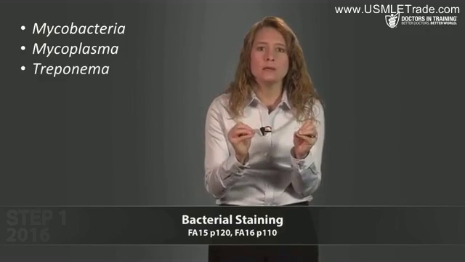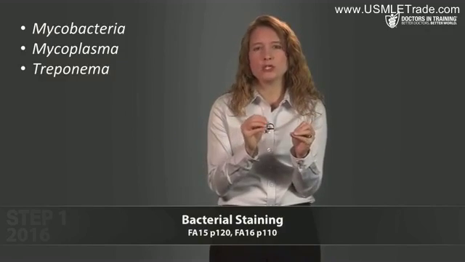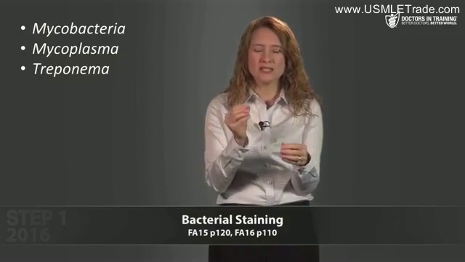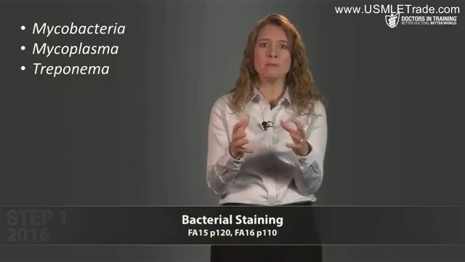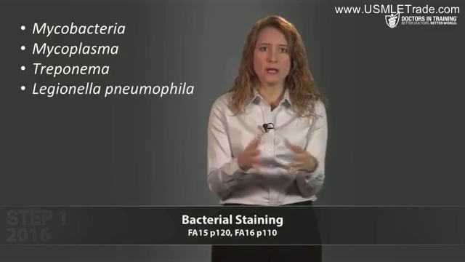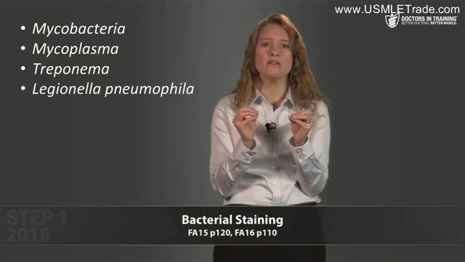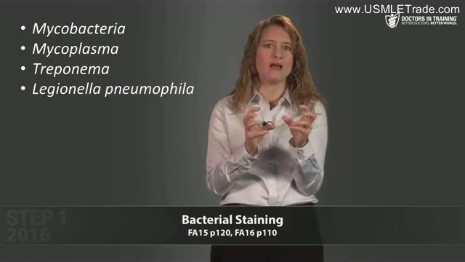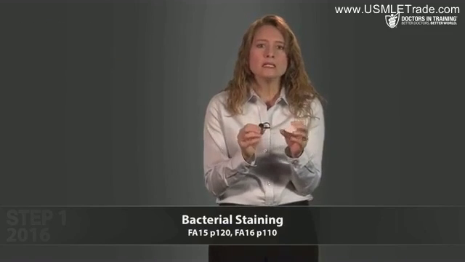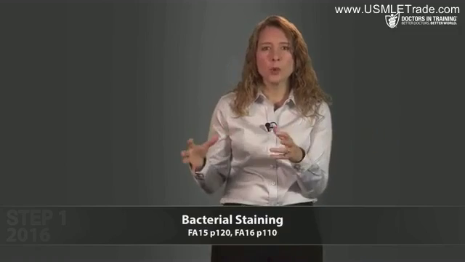Treponema. Now, treponema are gram-negative organisms that are shaped like very tiny corkscrews, but they're difficult to visualize because of their size, and they can be seen better with dark field microscopy. Legionella pneumophila. Legionella stains poorly because of unusual branched chain fatty acids that they have in their cell wall. We've talked about some of the limitations of gram staining now, so let's talk about some other important stains that are used to identify bacteria.